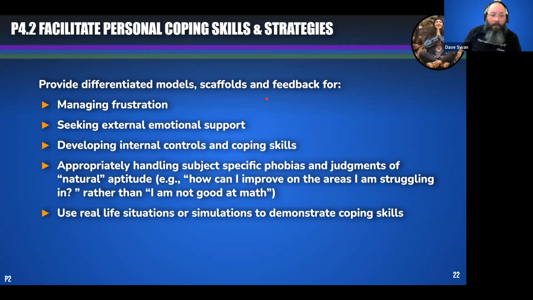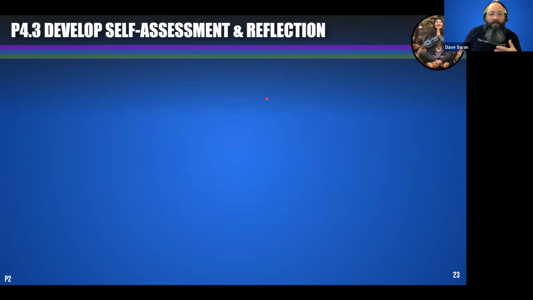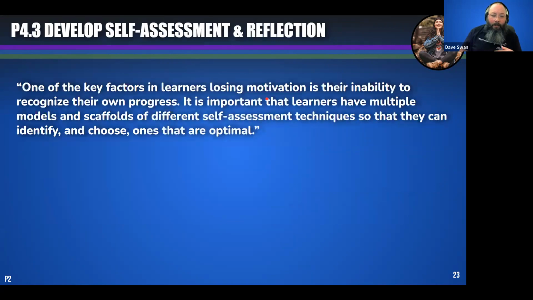So just to give you a quick idea of what the final one was, and that's developing self-assessment and reflection. I'm just going to kind of pop through this really quick. One of the key factors in learners losing motivation is their inability to recognize their own progress, right? It's important that learners have multiple models and scaffolds of different self-assessment techniques so that they can identify and choose ones that are optimal. So the whole point is giving students spaces to kind of reflect and go, whoa, wait a minute. What have I done actually? So reconnecting with past content and learning and seeing the breadth of what they've learned so far.